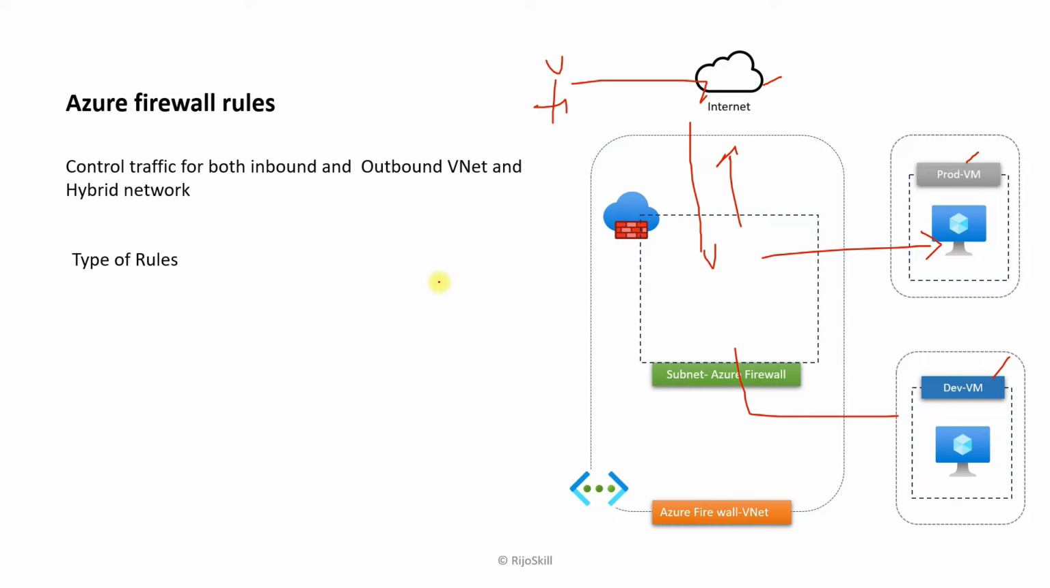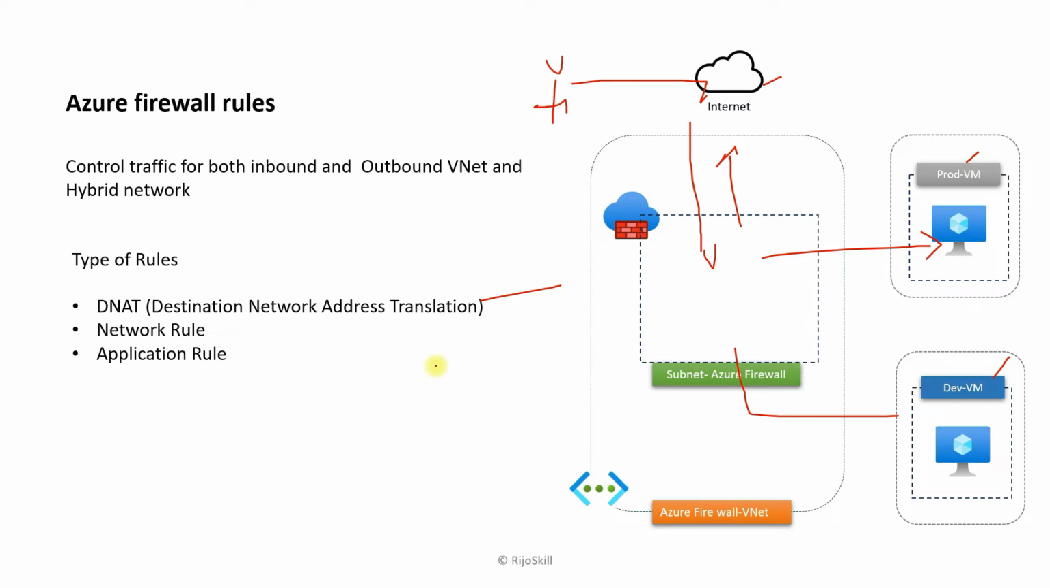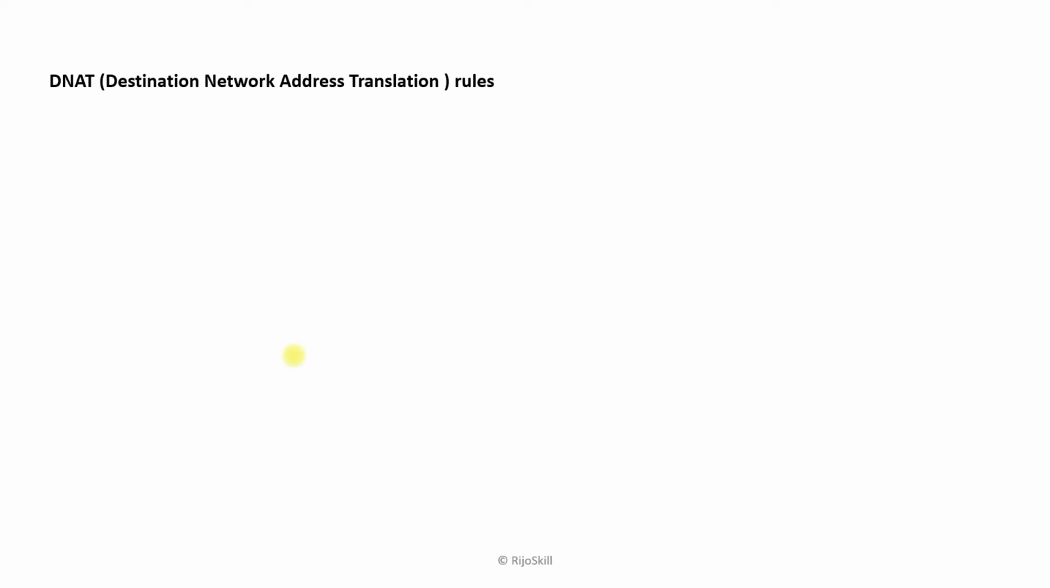Next, what are the types of rules available in the Azure Firewall? There are the destination network address translation rule, the network rule, and the application rule. In the next slides we will describe each one. So we will go to our next slide. What is destination network address translation?